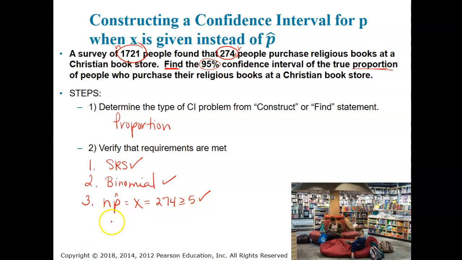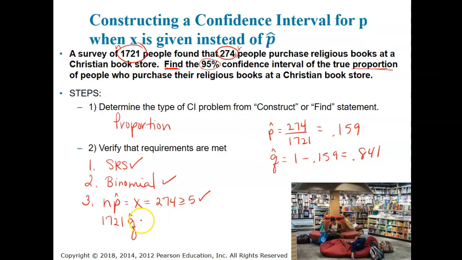The number of non-successes, or the complement to that, we're going to have 1721 times our q-hat, which we haven't actually found yet. Our p-hat is going to be 274 over 1721, which is 0.159. So q-hat is then going to be 1 minus 0.159, which is 0.841.